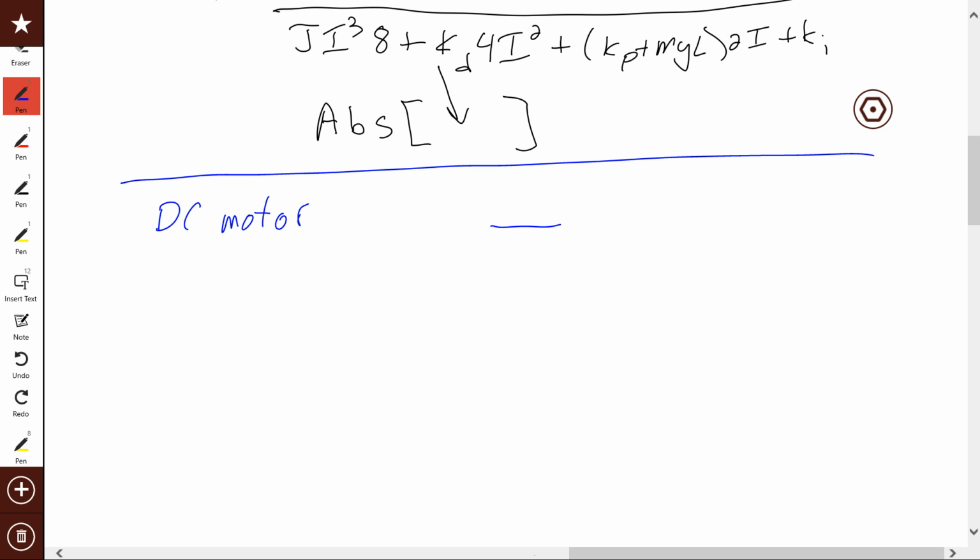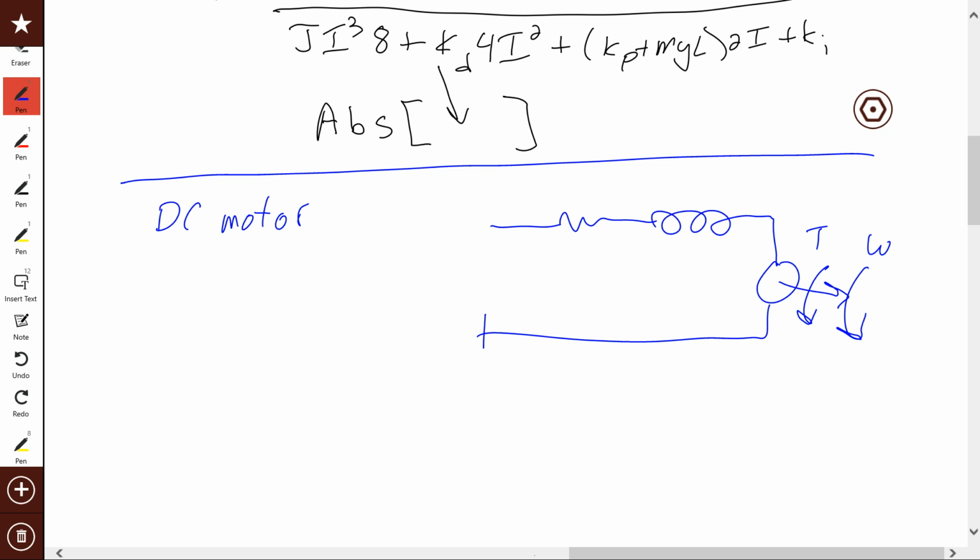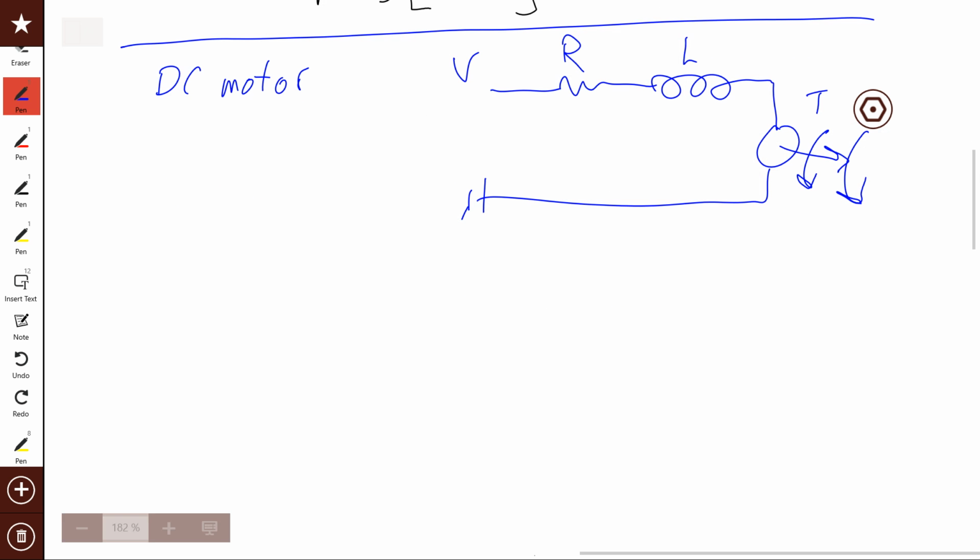It looked like this. There was a resistor here. There was an inductor. There was the motor component. It generated a torque, and it gave you a speed. This was grounded, and you put a voltage there. This was a resistor. This was an inductor. Not to belabor the point, but here's the equation for that motor.